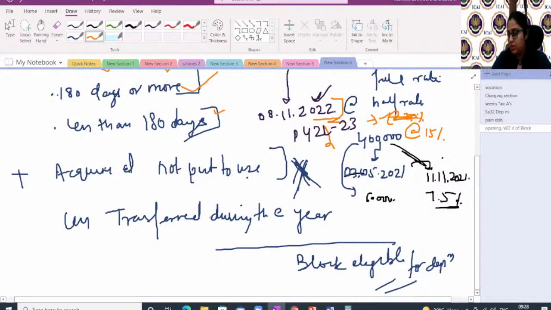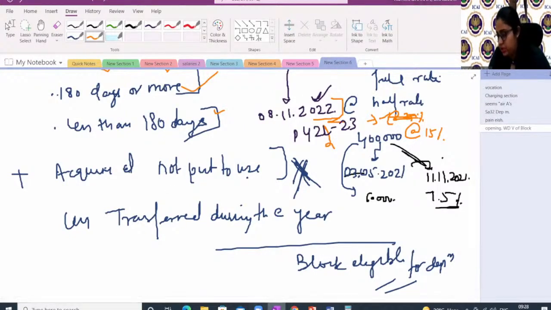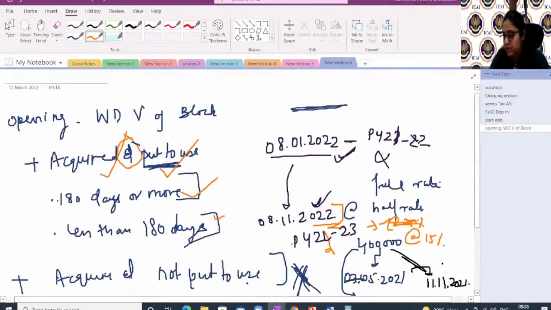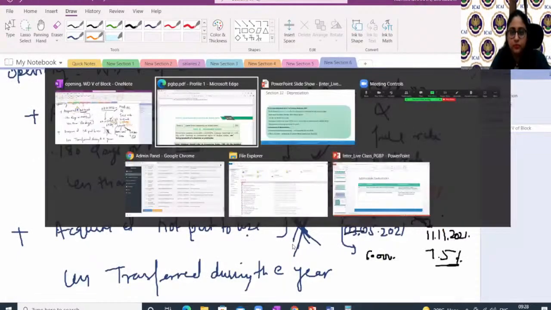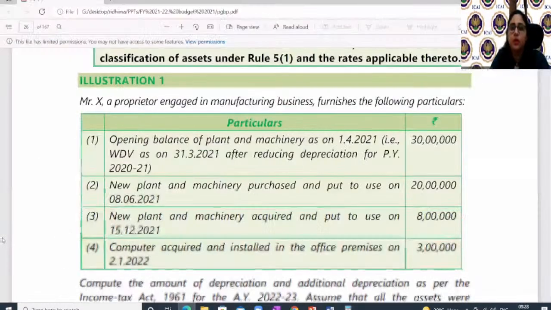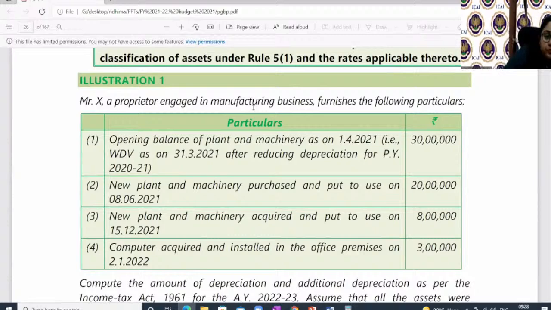Now first we'll do one quick question to make you understand. Then I'll take your query. I hope everything is covered here. Opening WDV of plant and machinery as on 1st April 2021. X is a proprietor engaged in manufacturing business. Opening WDV as on 1st April 2021 after reducing depreciation for previous year is 30 lakhs. Opening WDV is given.